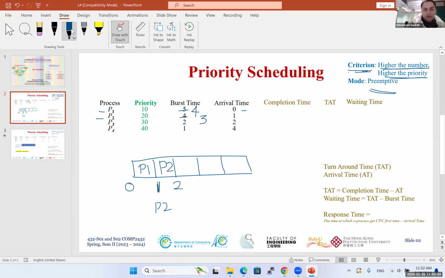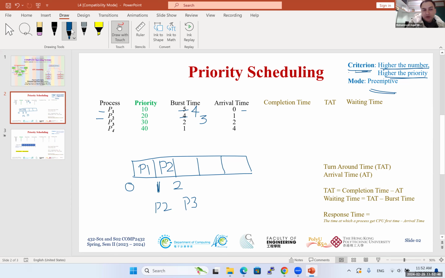Now, between 1 to 2, while process P2 was getting executed, at the second cycle, process P3 has also arrived. When process P3 has arrived, what will happen? The scheduler will check whether it is higher priority or not.